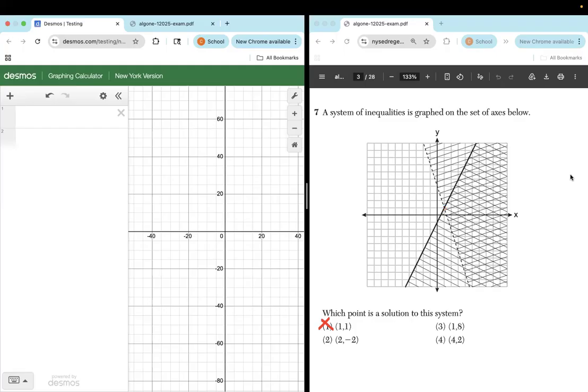Choice 2, 2, negative 2. Let's see where that point is. 2, negative 2, right here. Again, it's on the dashed line, so they're trying to trick us. It's not choice 2. Let's look at choice 3. Choice 3, the point is 1, 8. So 1, 1, 2, 3, 4, 5, 6, 7, 8. I already see it's not in the double shaded area. It's not choice 3. So choice 4 is correct, but let's just see where it is. 4, 2. 1, 2, 3, 4, 1, 2. So the point 4, 2 is in the double shaded area. So that would be a solution.